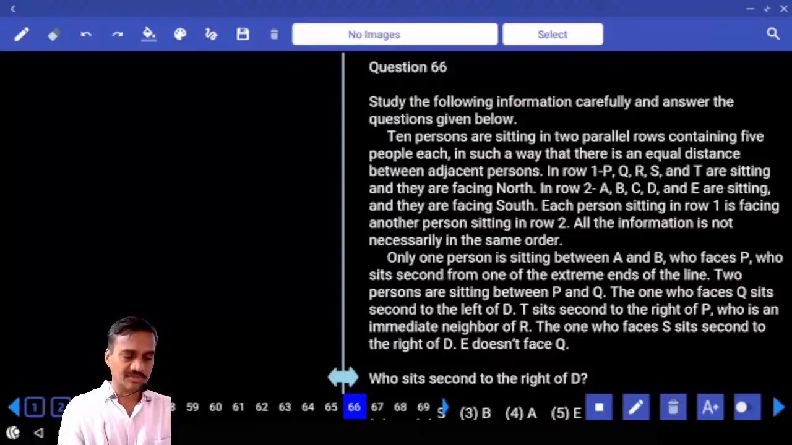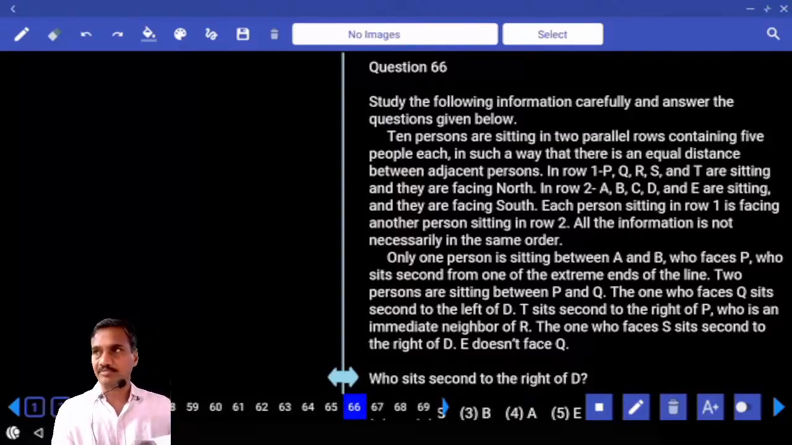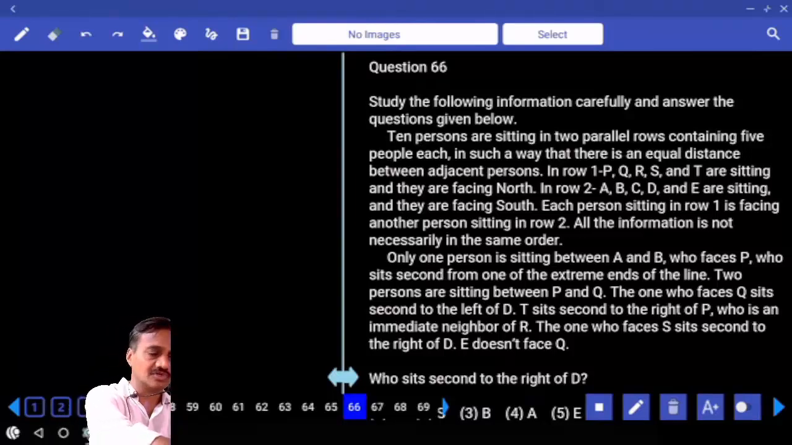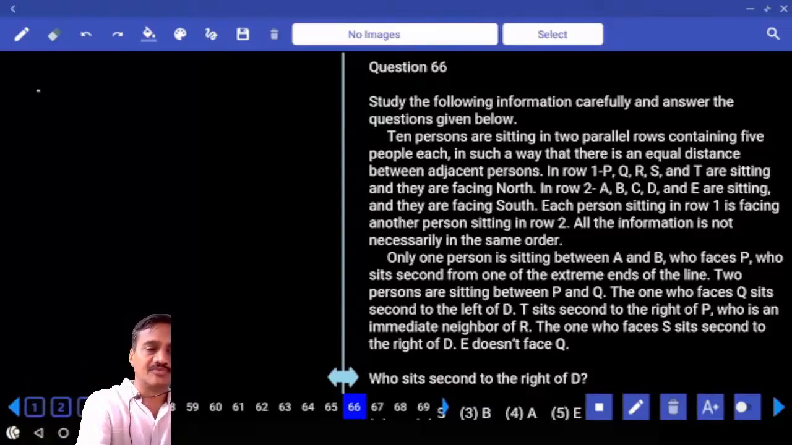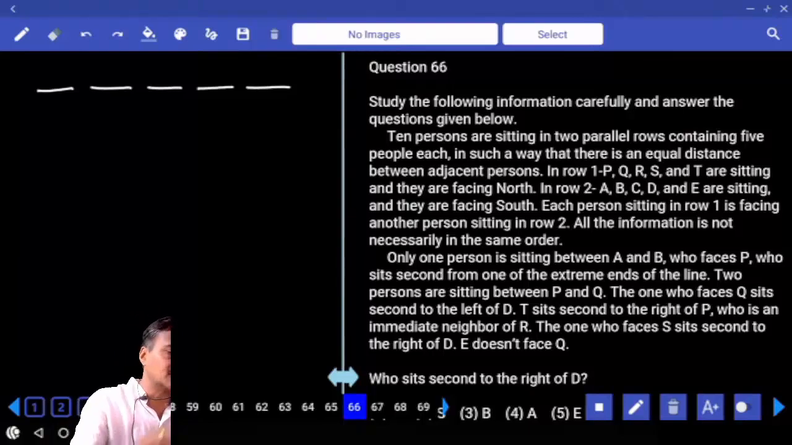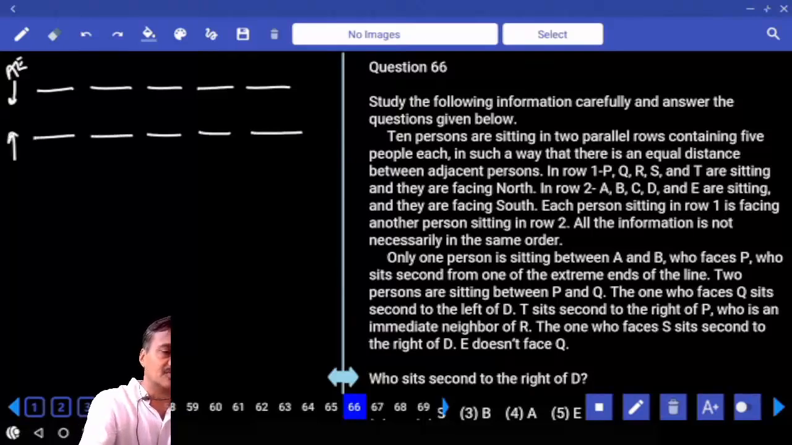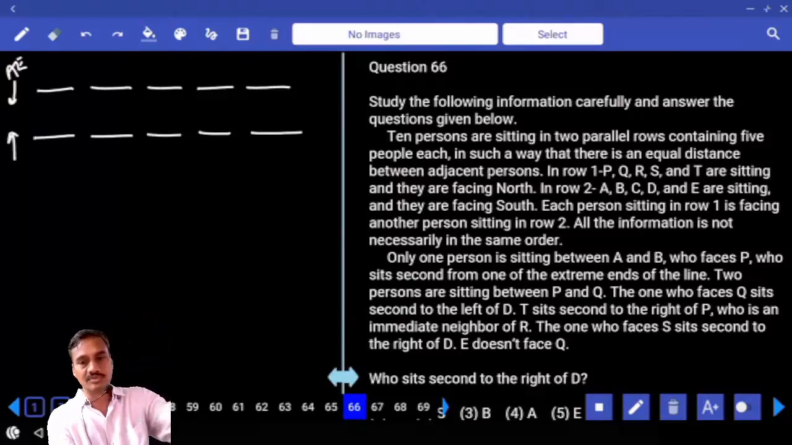Now in questions 66 to 70, there are 10 people: P, Q, R, S, and T are sitting facing north, and A to E are facing south. So 5 persons face north and 5 persons face south.